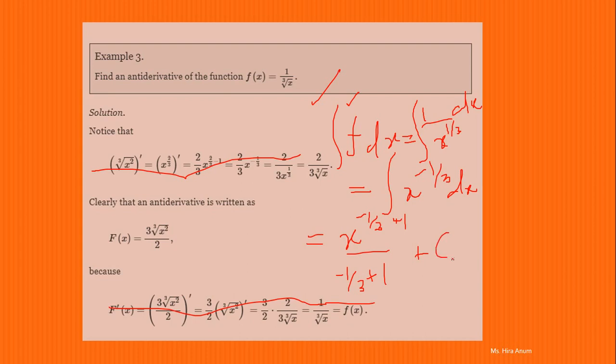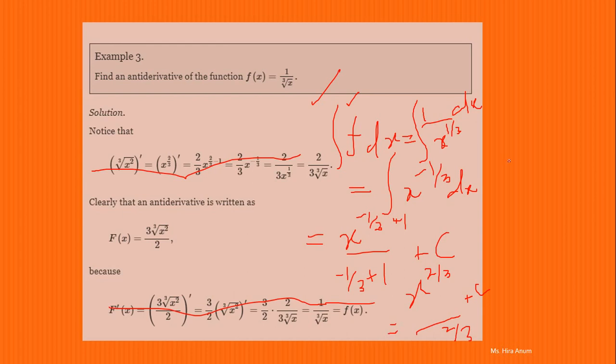When we are doing an indefinite integral, we have to use this, because we do not know the limit, so we have a constant. The derivative of a constant is 0, so we put the constant here, so it becomes x power 2 by 3 over 2 by 3 plus c.